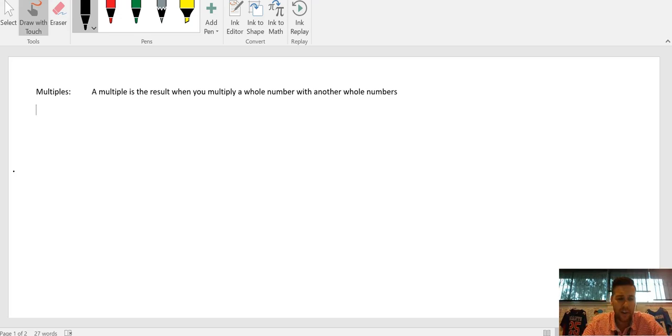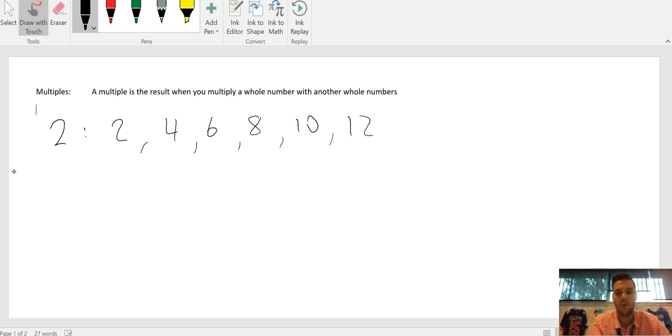So if we look at your 2 times tables, okay? The multiples of 2 would be 2, 4, 6, 8, 10, 12, 14, and so on. And you could be going on forever, okay? Because multiples are infinite, and you could just continue until you want to stop. So we'll stop there, okay?